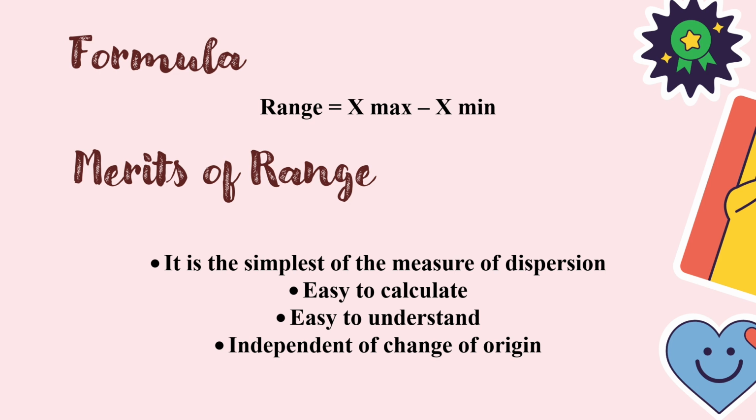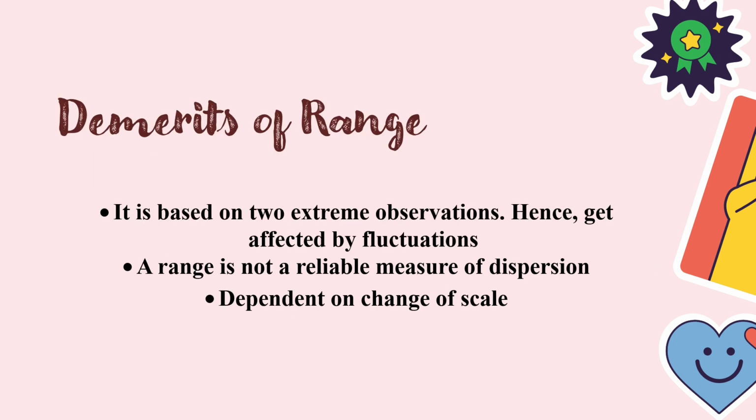So, to continue, let us discuss the merits of range. For the merits of range, we have first, it is the simplest measure of dispersion. Second, it is easy to calculate. Third, it is easy to understand. And lastly, it is independent of change of origin. So, if we have the merits of range, we also have the demerits of range. First, it is based on two extreme observations. Hence, it gets affected by the fluctuations. A range also is not a reliable measure of dispersion. And lastly, it is dependent on change of scale.